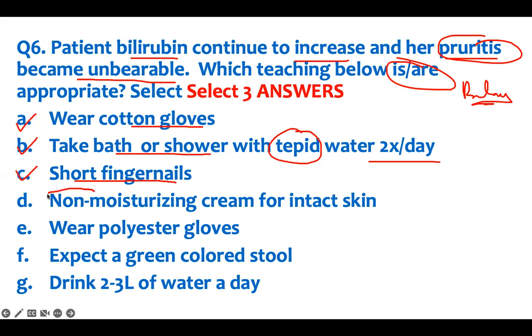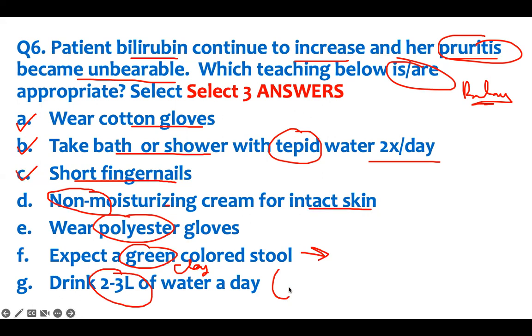They should use moisturizing, not non-moisturizing, cream for the intact skin. They should wear cotton gloves, not polyester gloves. They should expect what? Clay colored stool due to the bilirubin, not green. I know this is a trap. They can drink 2 to 3 liters of water a day. This will increase their fluid, but what? They have ascites. This is going to worsen their ascites. It will not affect their bilirubin. Therefore, this is not expected and not a good teaching.